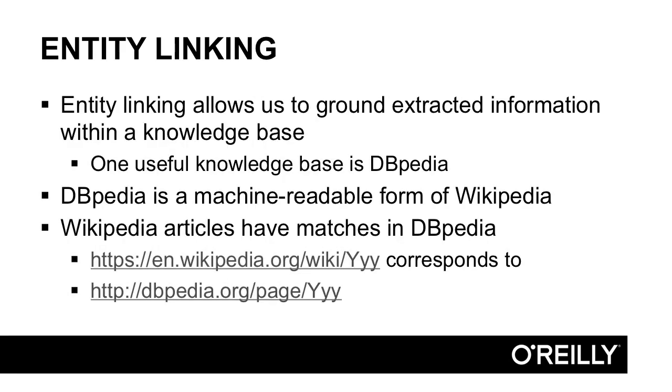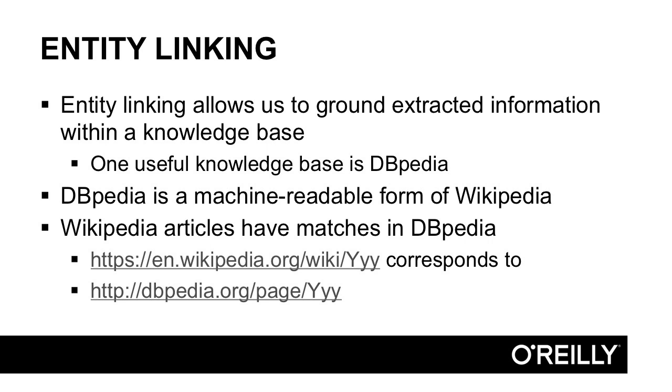So we've seen the advantage of entity linking where we can say exactly who we're talking about, but another advantage of entity linking is we've now linked it into something that's a knowledge base so we can learn more about that entity. So one such knowledge base is DBpedia. DBpedia is a machine readable form of Wikipedia, and Wikipedia articles have corresponding articles in DBpedia.